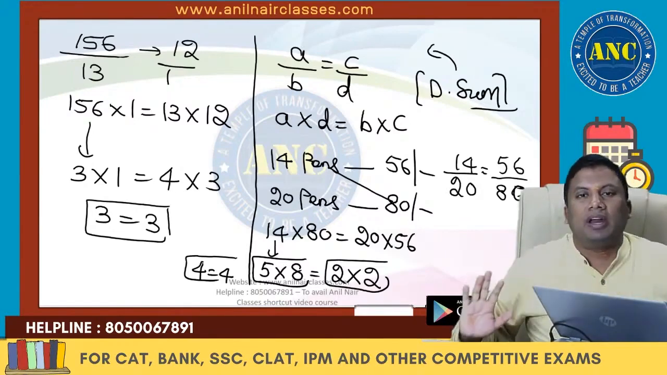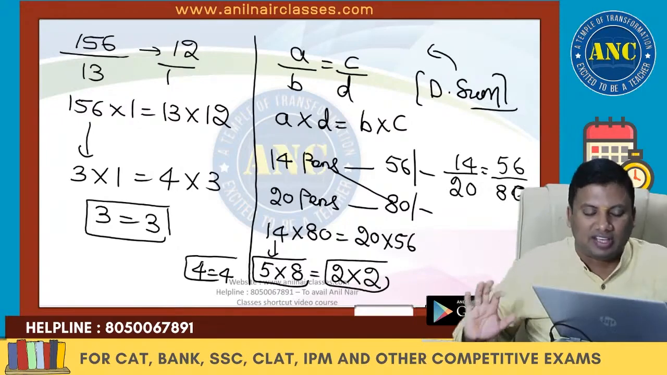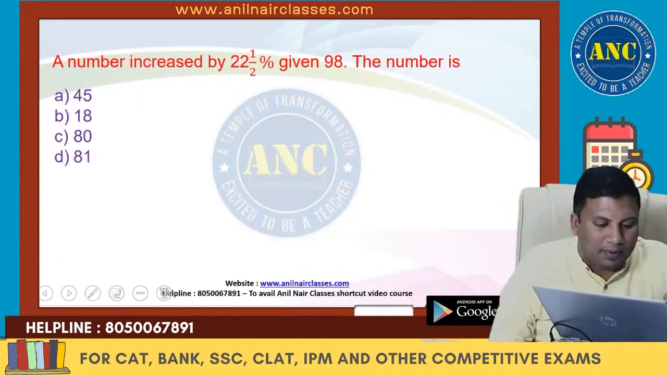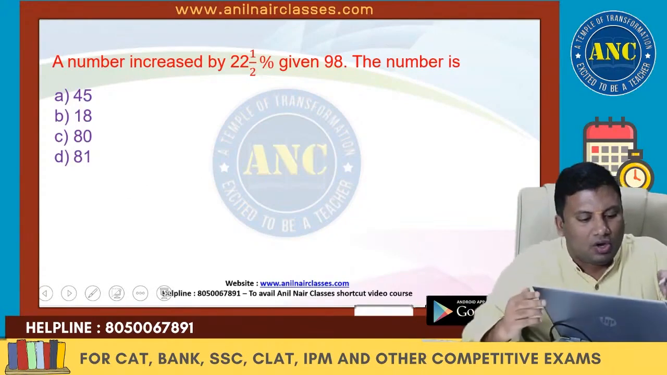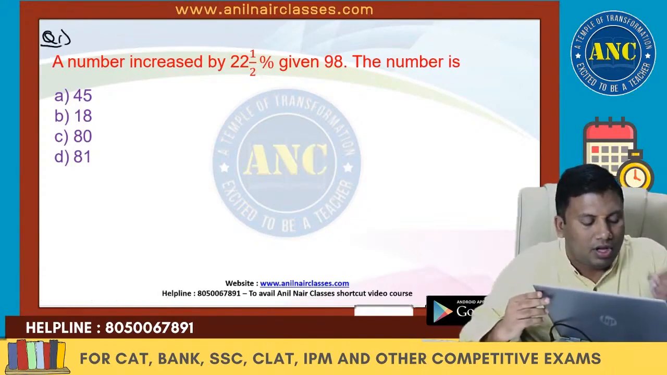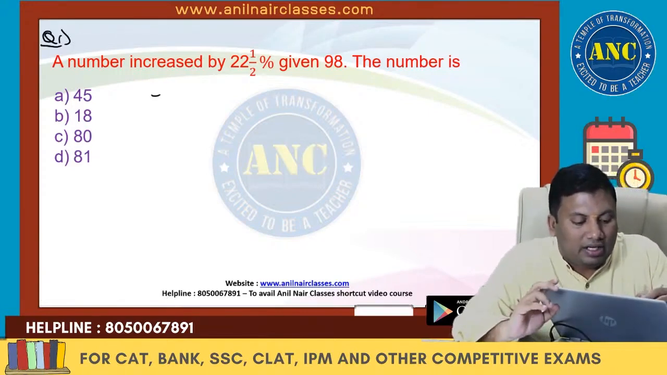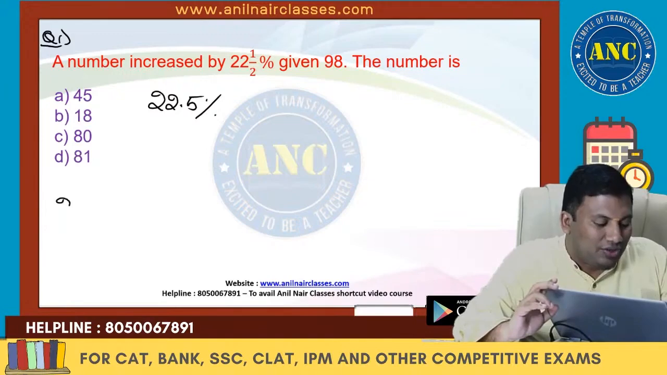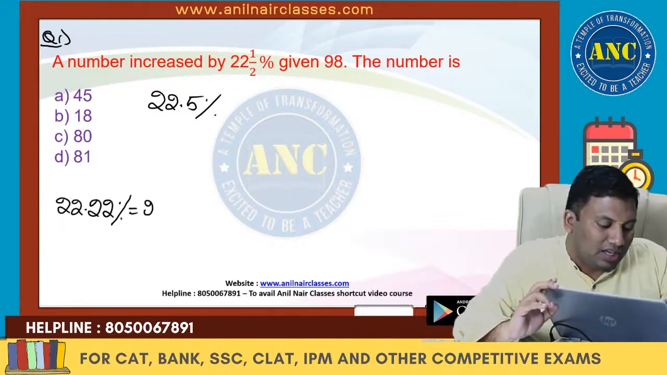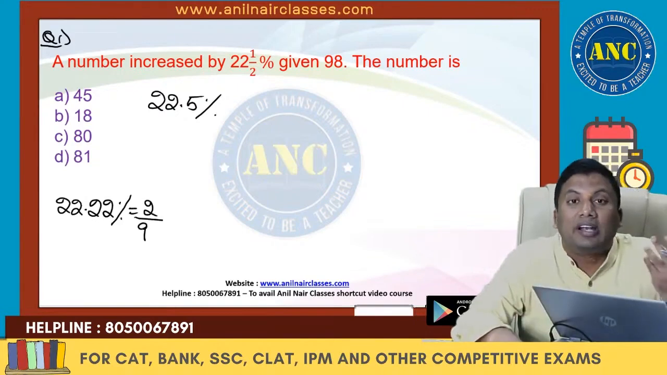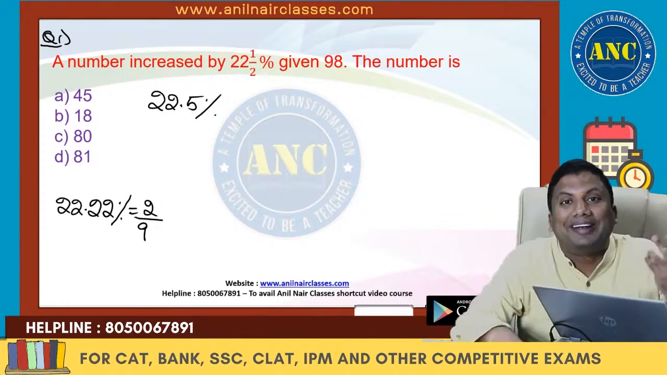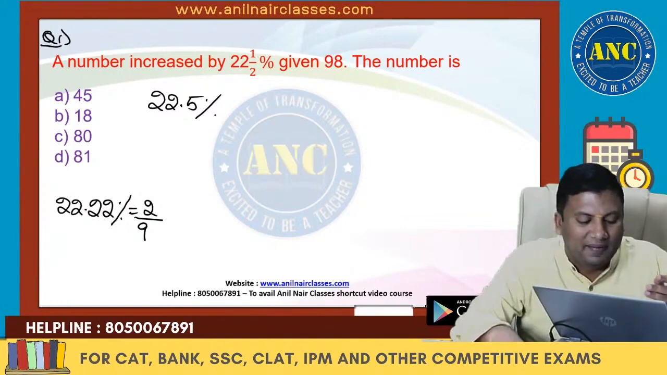Now no remembering of percentages and fractions. We will go on; now all are previous year examination questions. Question number 1. A number when increased by 22.5 percent. Immediately the students who memorized the percentages, 22.22, will write it as 2 by 9. But 22.5, how will you write it as a fraction?